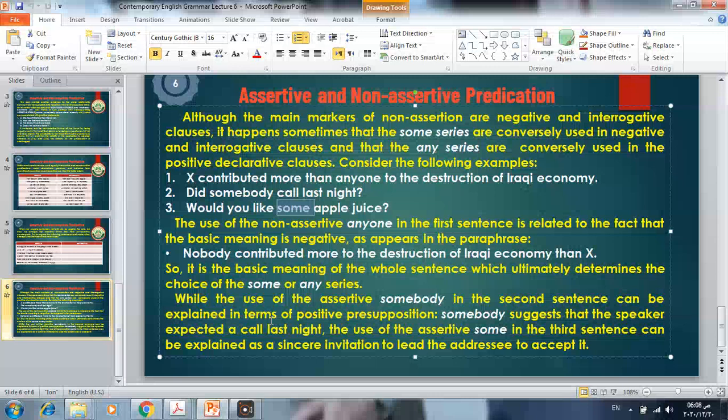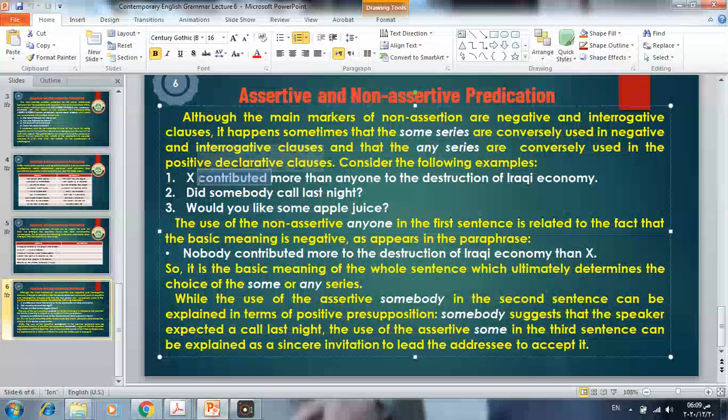Okay, now let's see the justification for all this. The use of the non-assertive anyone in the first sentence is related to the fact that the basic meaning is negative, as appears in the paraphrase. So the basic meaning of the sentence, X contributed more than anyone to the destruction of Iraqi economy, is negative, since it is the basic meaning that counts most. And how can we tell that the basic meaning of the sentence is negative? Now, we paraphrase the sentence.